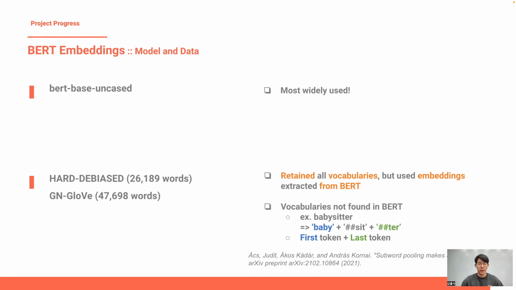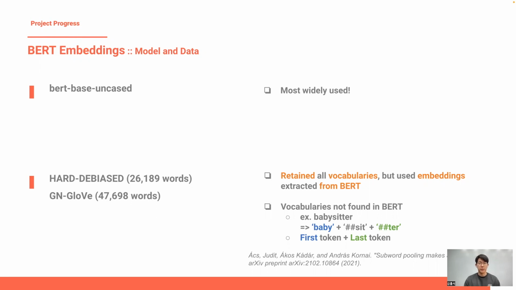To compare with our paper, Lipstick on a Pig, we first decided to keep the vocabulary pool used in the paper, but of course utilize the embeddings extracted from BERT. Here comes the first decision point. How do we deal with vocabulary not found in BERT? For instance, babysitter is tokenized into baby, sit, and ter. To examine word-level bias, we had to reconstruct embeddings from those 3 subwords into one.